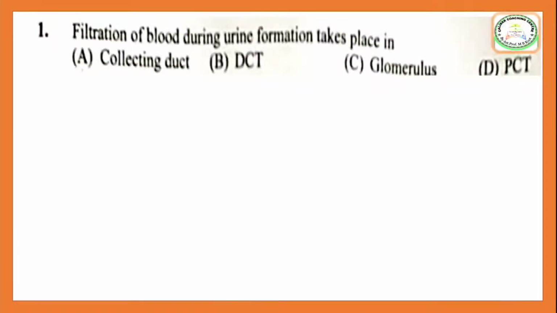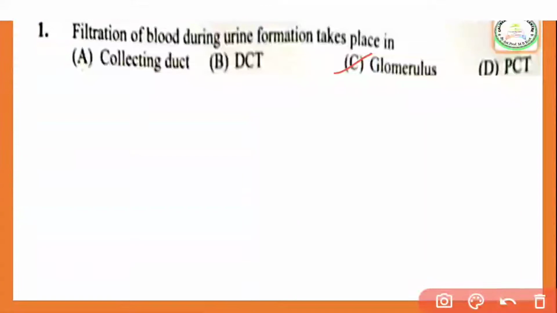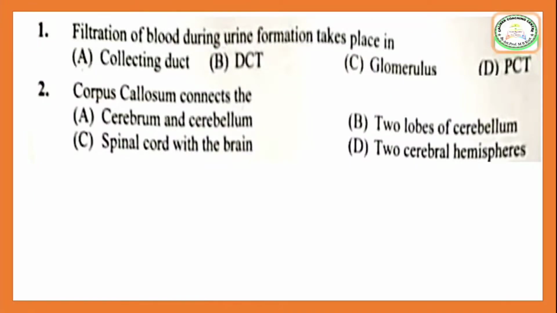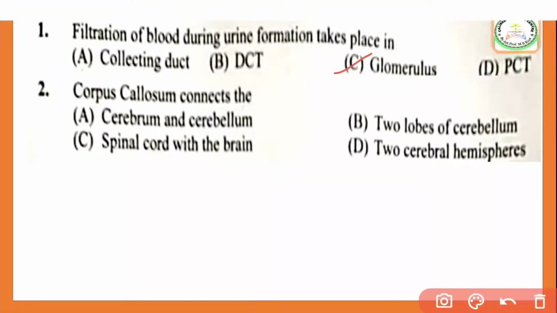Question number 1. Filtration of blood during urine formation takes place in collecting duct, DCT, glomerulus, or PCT. Your answer for this question is option C, glomerulus. Question number 2. Corpus callosum connects the cerebrum and cerebellum, two lobes of cerebellum, spinal cord with the brain, or two cerebral hemispheres. The answer for this question is option D, two cerebral hemispheres.